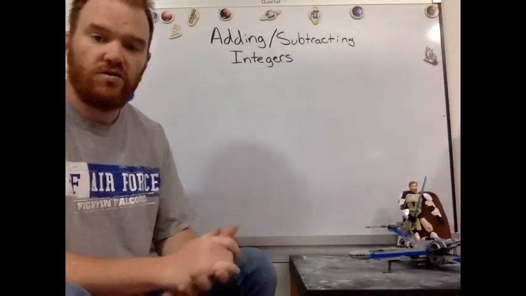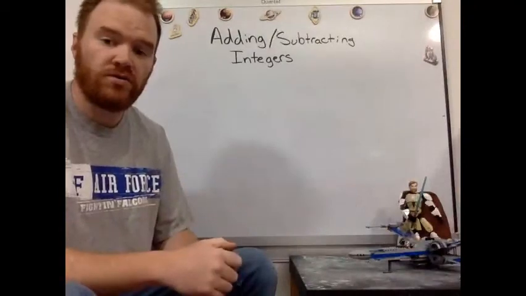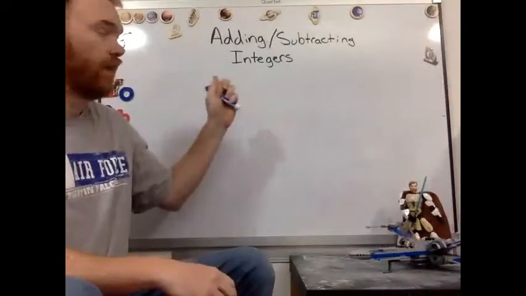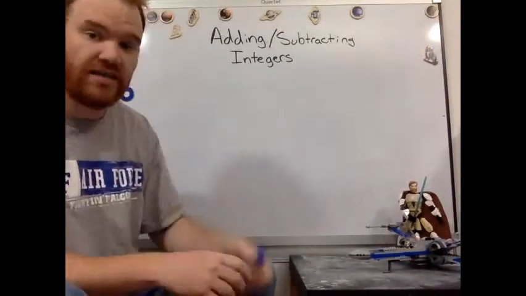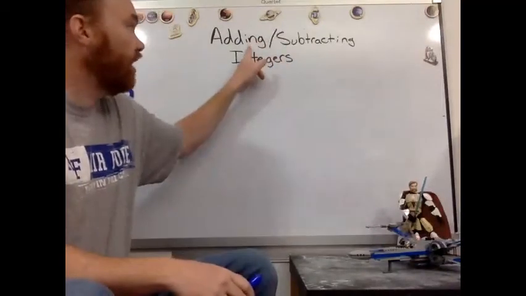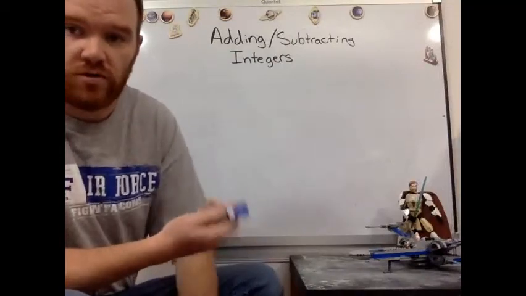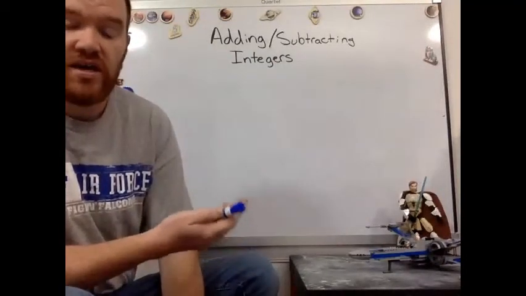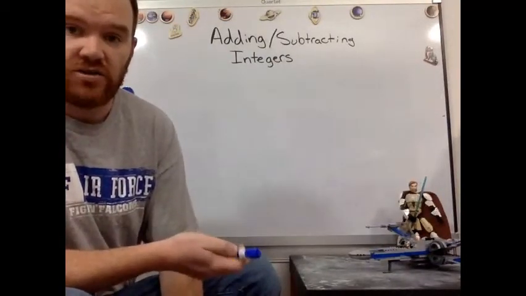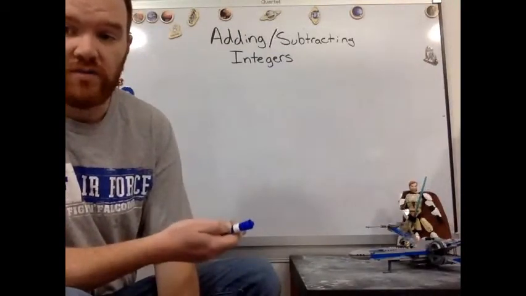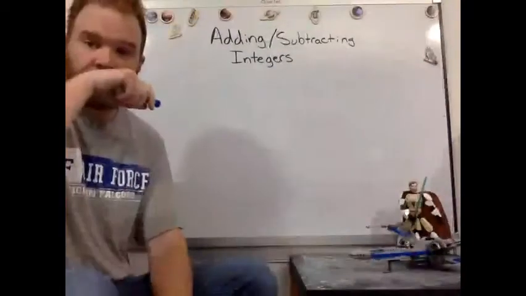Now we're going to go through adding, and we'll hit on subtracting integers. But this time when we're adding, we're not going to have a number line available to us. So we're going to look at strategies that will help us add integers when we don't have a number line available.